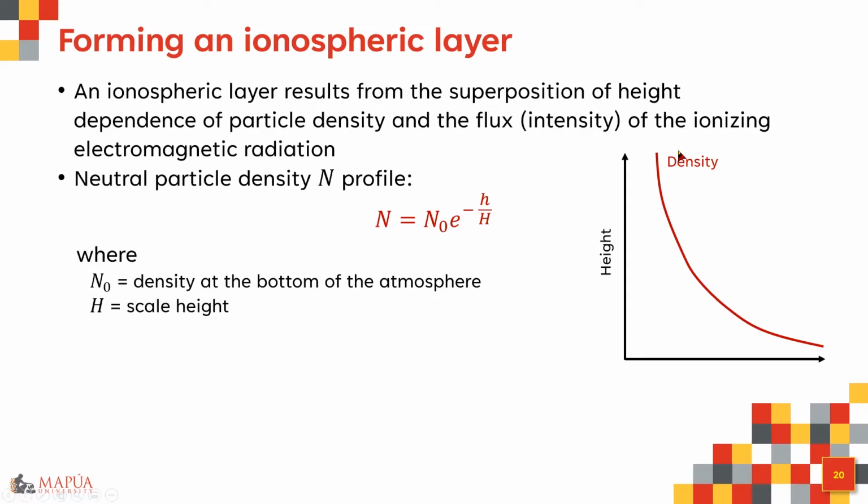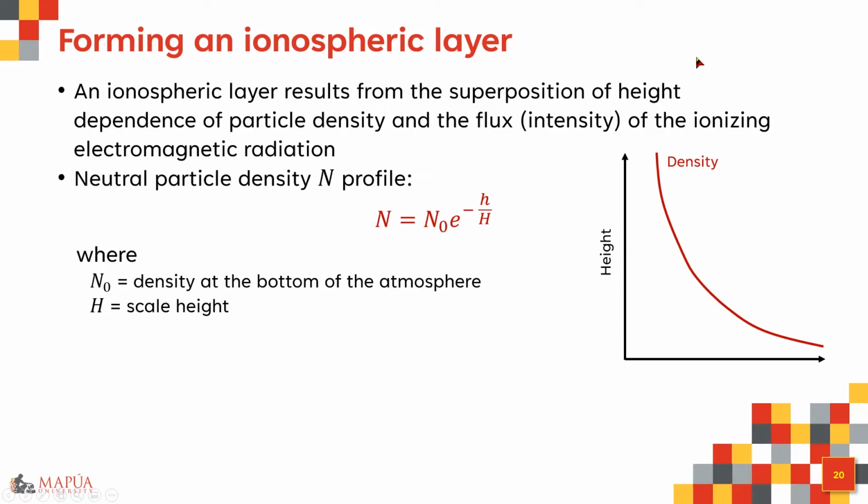Okay, so that means there are fewer neutral atoms or neutral gases found in the upper atmosphere than in the lower atmosphere. And then of course, as I mentioned earlier, if you want to form an ionosphere, not only do you need neutral atoms and molecules, you also need a source of ionization. Because the source of ionization of the ionosphere is mostly coming from the sun, that means you have to know how electromagnetic radiation coming from the sun changes as a function of height.